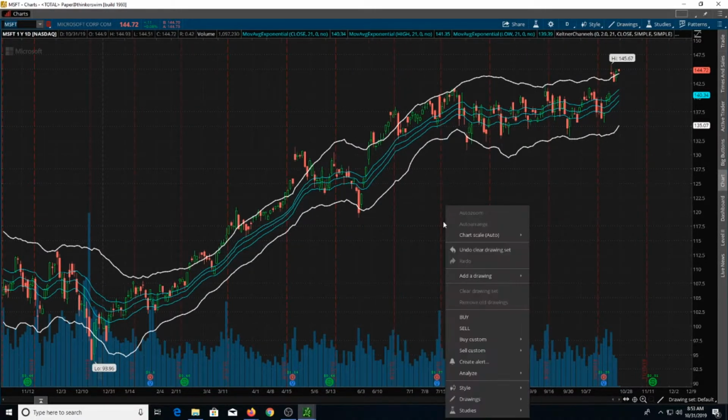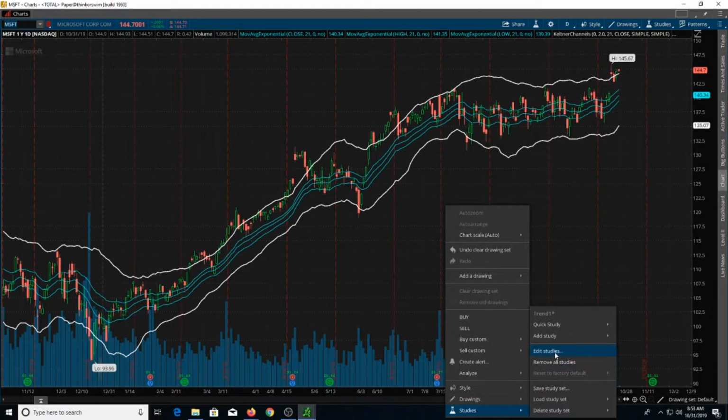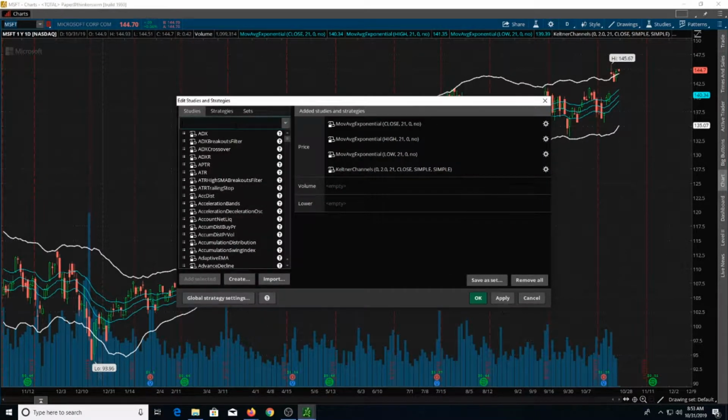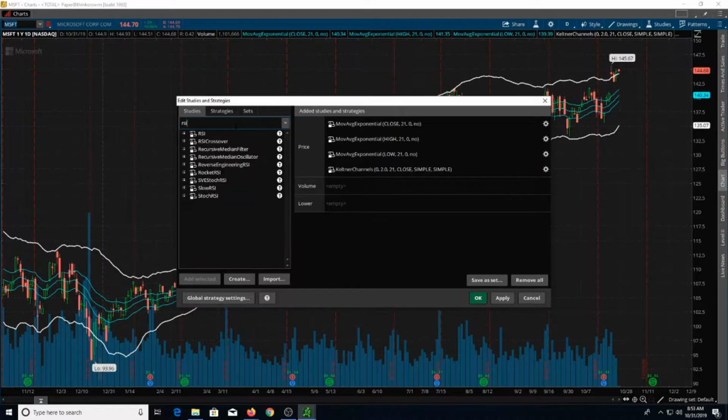Now the third thing I like to add, we're going to right click, studies, edit studies, and I've used both RSI and MACD, but I'm just going to put the RSI on this one.